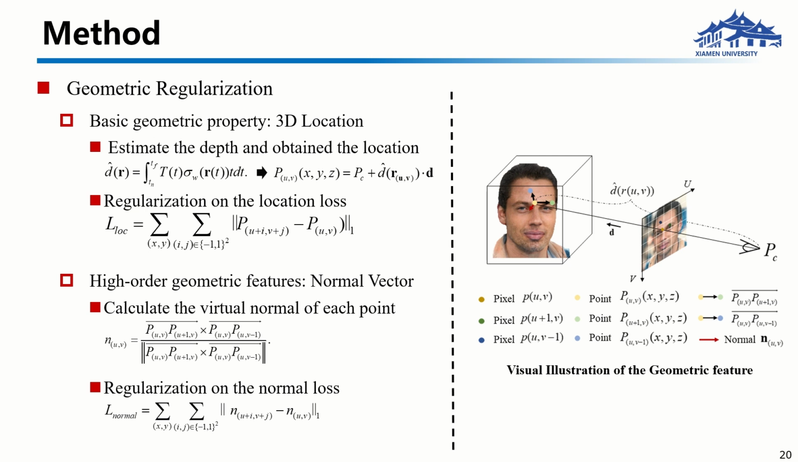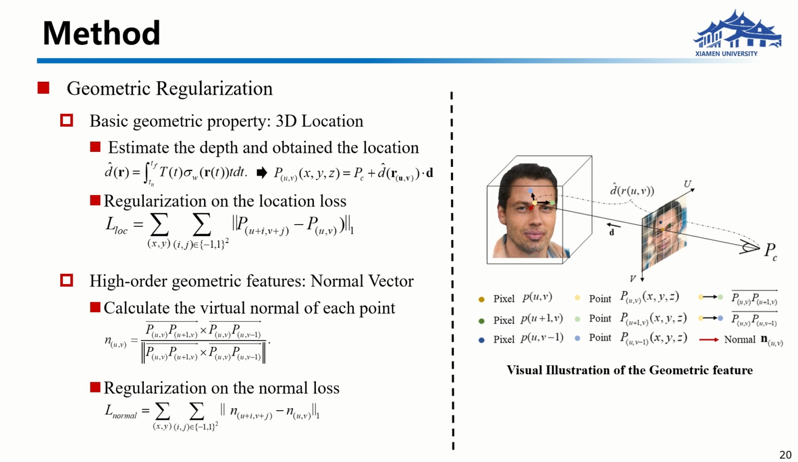Due to the lack of 3D supervision from the unposed 2D training dataset, a direct text-to-3D face mapping is prone to generate incorrect 3D geometries and shapes of human faces. To address this issue, we also equip our model with a novel regularization on both basic geometric properties and high-order geometric features. Specifically, we focus on the 3D point location and normal vector corresponding to each pixel of the rendered depth map, as shown in the right figure.